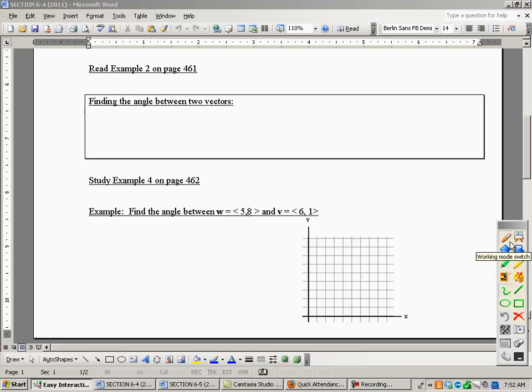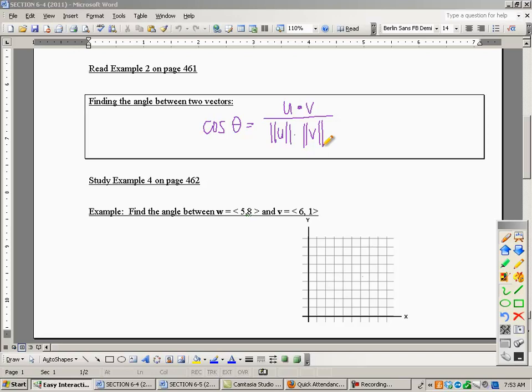But the way it works, the angle between two vectors, if I'm trying to find the angle, I take the cosine of the angle, and I do the dot product of u and v, divided by the magnitude of u times the magnitude of v.